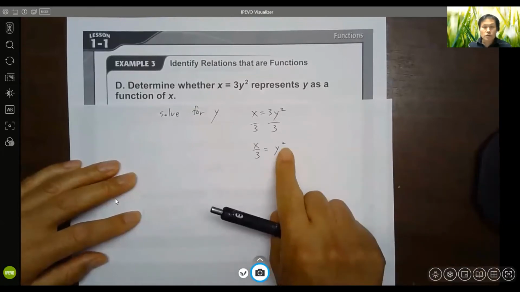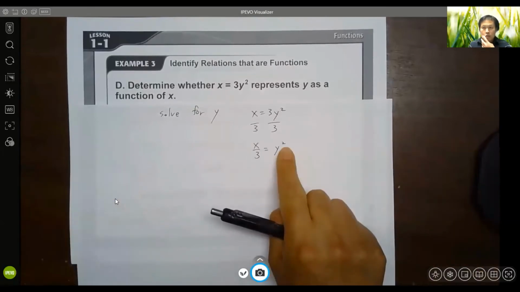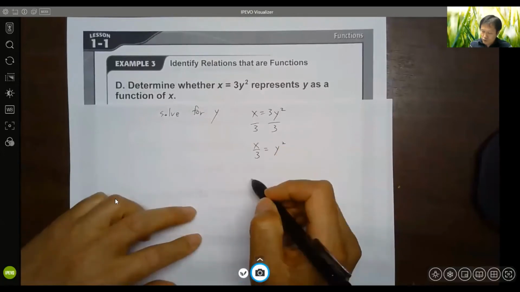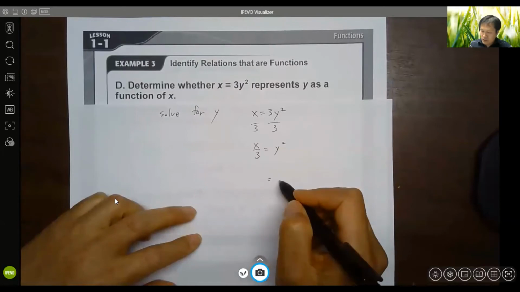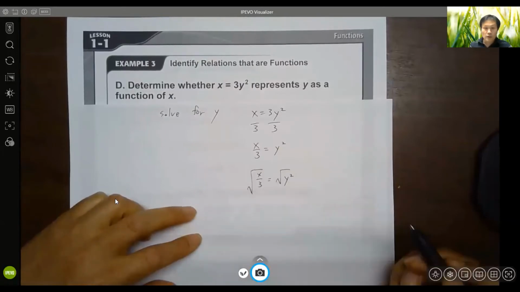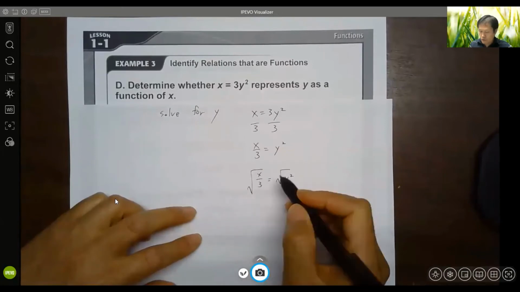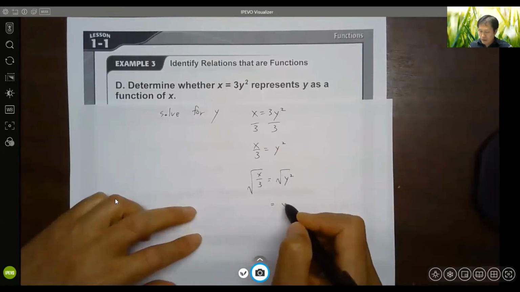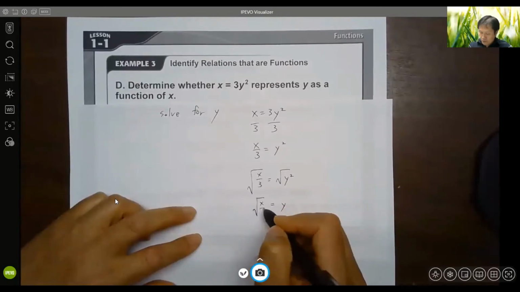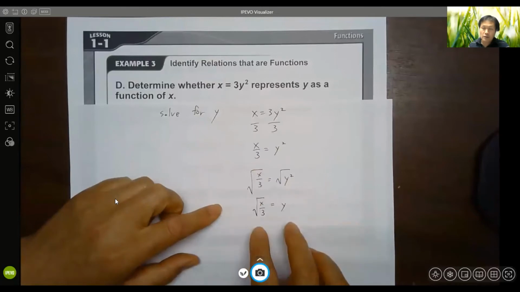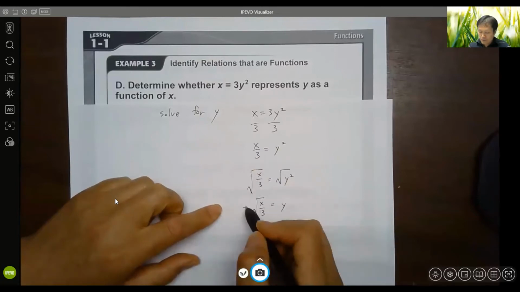How do you get rid of a square on the right hand side? You take a square root of both sides. So take a square root, take a square root. Square root of y squared. You should know the square root of y squared is equal to just y. In a sense, they cancel out. Okay, here's the part where you have to be careful. When you take a square root of both sides, please do not forget plus minus.